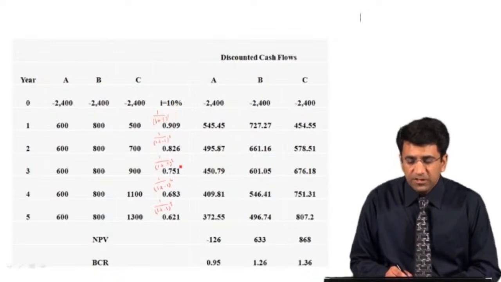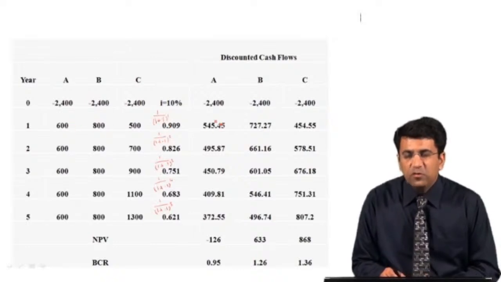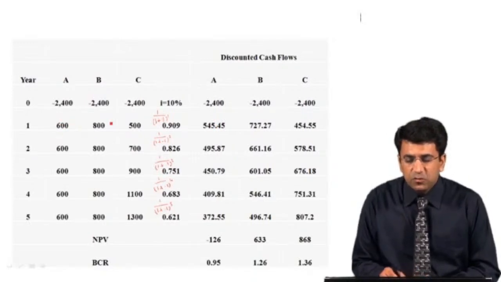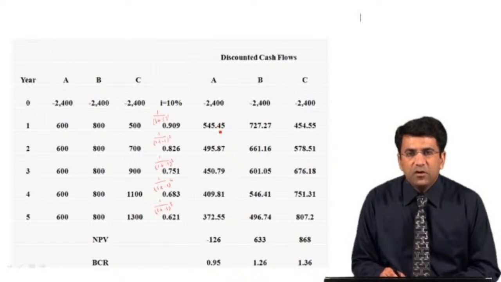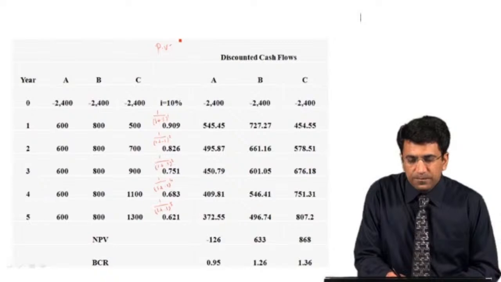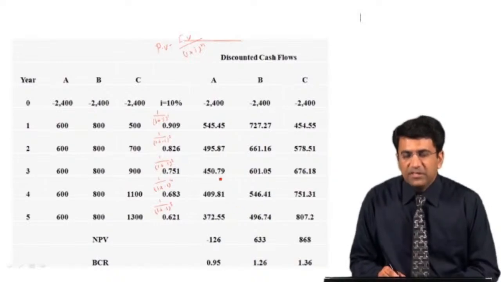Now students, after calculating these discount factors, we can multiply each factor by the corresponding outflow to get the present value of the different cash outflows. So the present value of this 600 for project A is equal to 545.45. The same formula is used here, that is, present value is equal to future value over (1 plus i) raised to the power n. In this way we can get the present value of all the cash inflows and cash outflows.